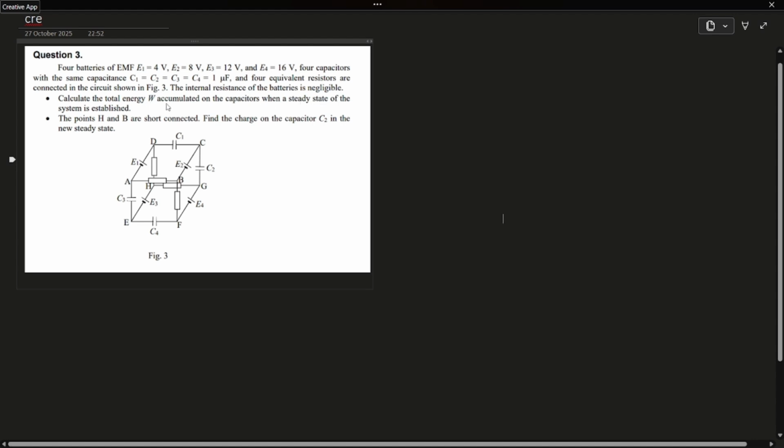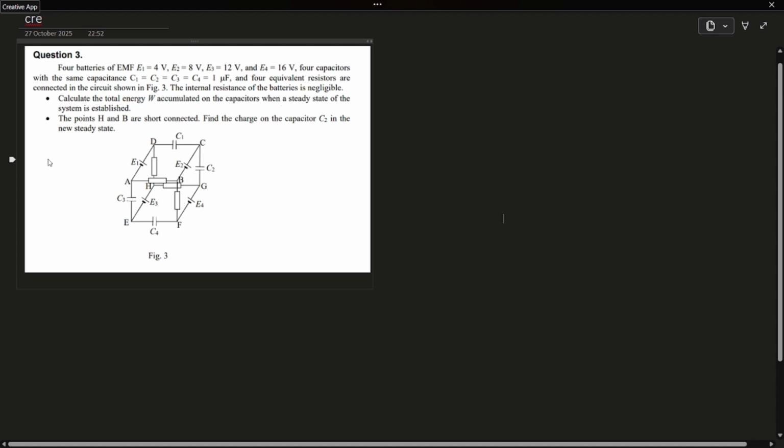Calculate the total energy W accumulated on the capacitors when a steady state of the system is established. Then the points H and B are short connected. Find the charge on the capacitor C2 in the new steady state.